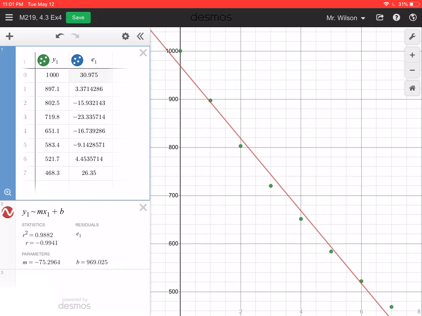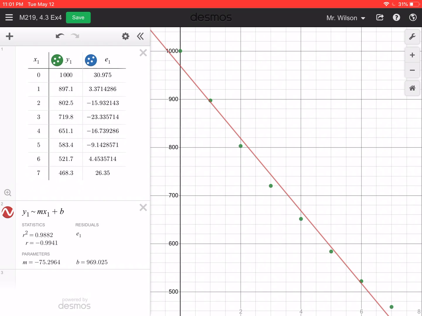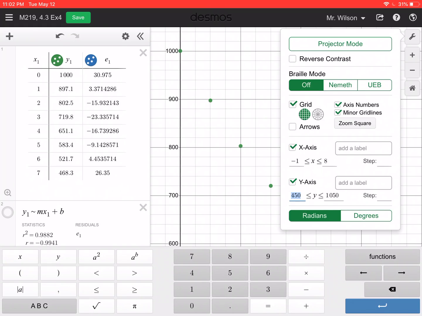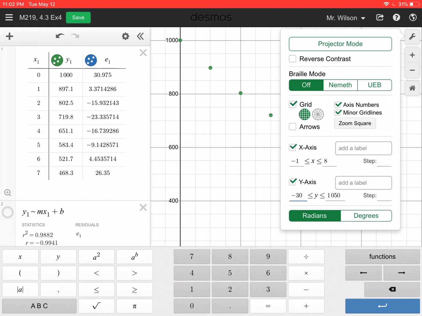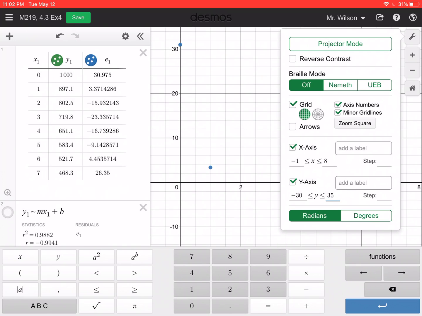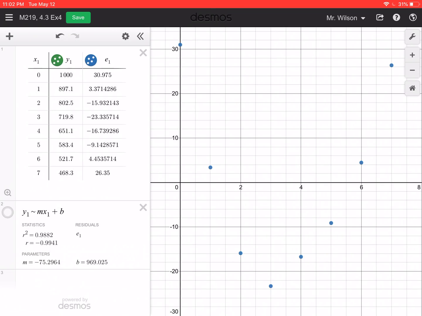So this one, the highest one, that's 30. They also go down to like negative 23, right, 26. So let me adjust our scale one more time. So the y-axis will go as low as negative 30, and we'll go as high as just 35, like that. Okay, so those are our residuals. Those are our errors for each of these.